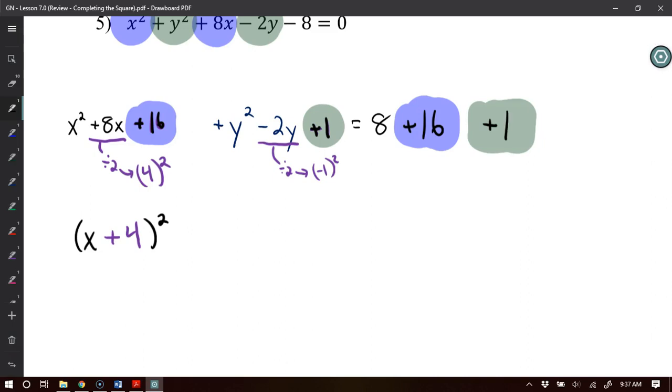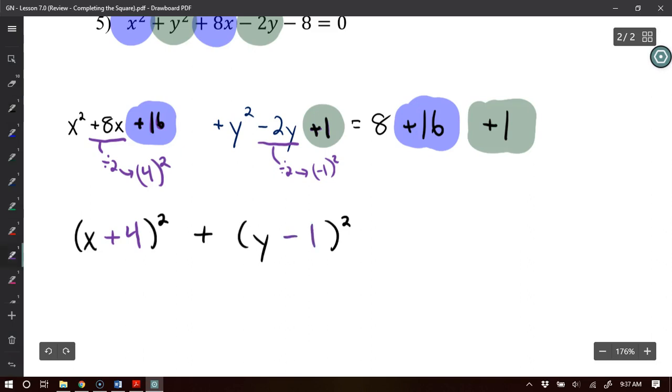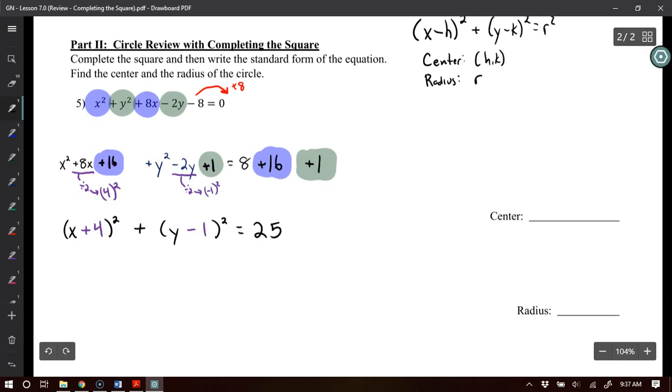So that's going to give me, I have a plus, and it's going to be a y minus 1 squared. 8 plus 16 plus 1 is 25. That is the structure for the equation of a circle. It is x minus h squared, plus a y minus k squared, and it equals my radius squared. I have that structure now.